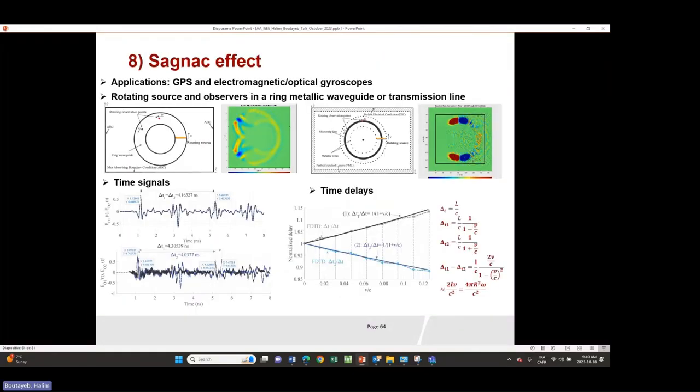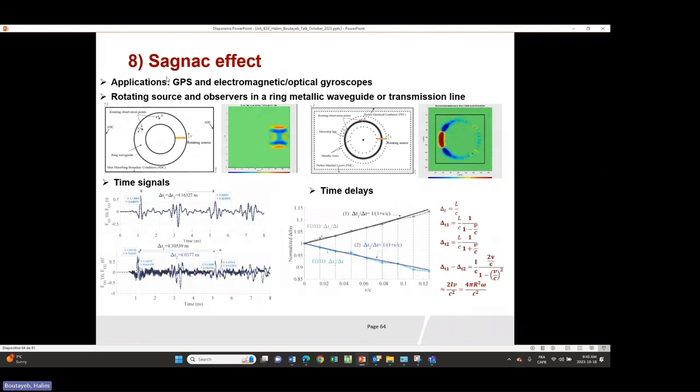Now I'll talk about the Sagnac effect. Here we have a waveguide made of air, and here is a waveguide with a dielectric. The Sagnac effect has applications in GPS and also in electromagnetic and optical gyroscopes.